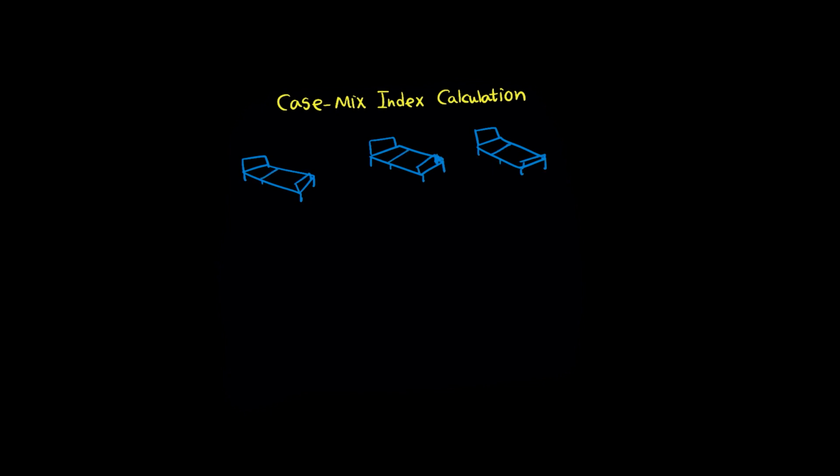Case mix index calculations provide insights into the complexity and resource intensity of a hospital's patient population. To calculate the case mix index, you must collect the DRG weight and discharge count for every inpatient discharge, then perform a specific calculation. The formula involves summing all DRG weights for the period, then dividing by the total number of discharges to get the average weight.